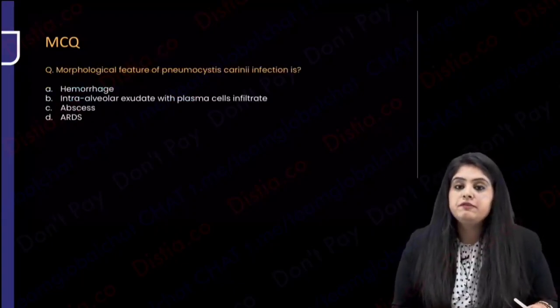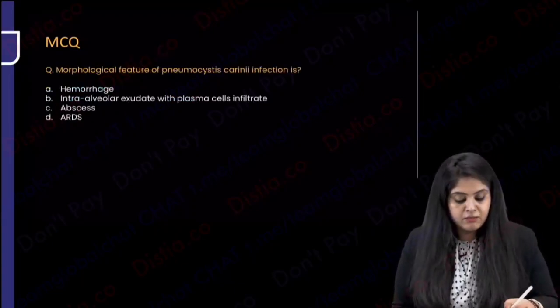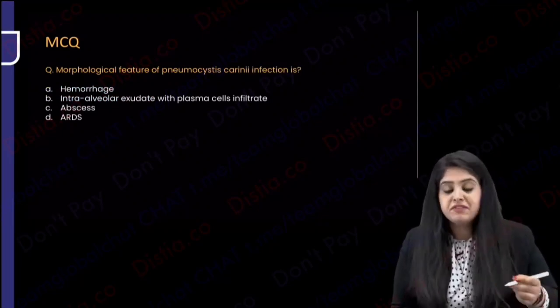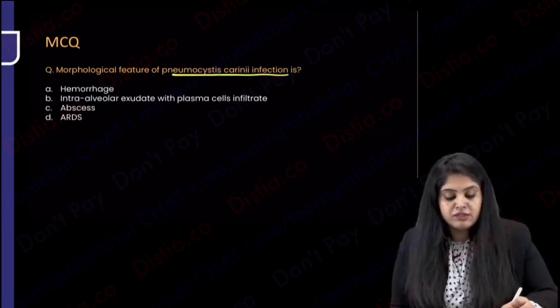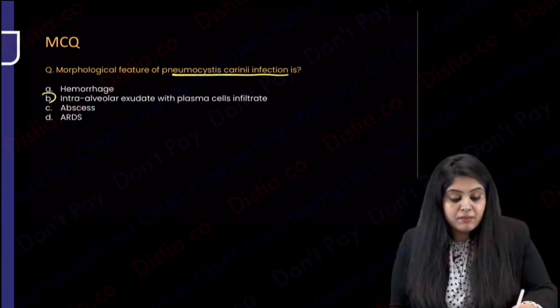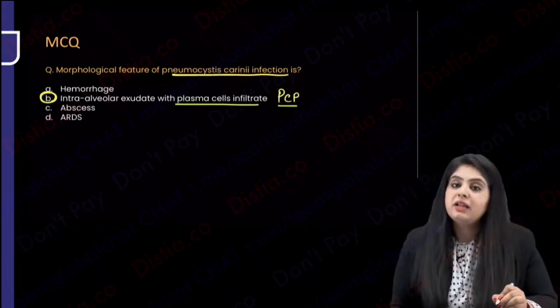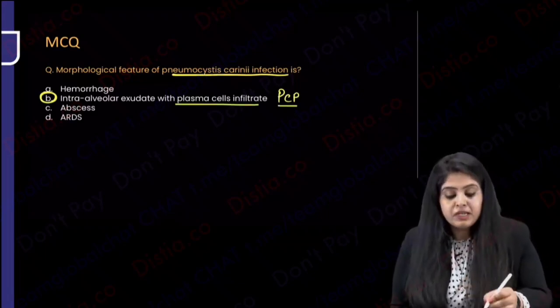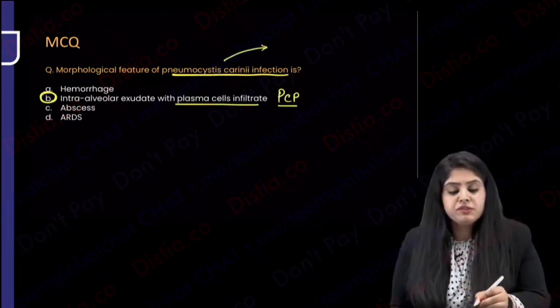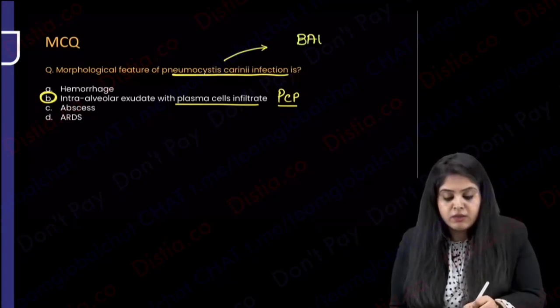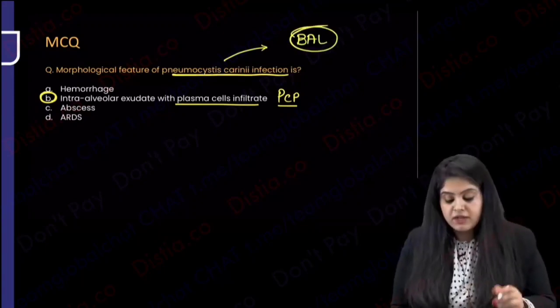Coming on to the next question. What is the morphological feature of Pneumocystis carinii pneumonia, PCP? You can never forget this. Does it show you hemorrhage? Does it show you plasma cell abscess or ARDS? No one's going to get that wrong ever. So remember, it is going to show you plasma cell pneumonia. So lots and lots of plasma cells will be seen. On what sample? Do you get a sputum sample in Pneumocystis carinii? No, we usually go ahead with a bronchoalveolar lavage.